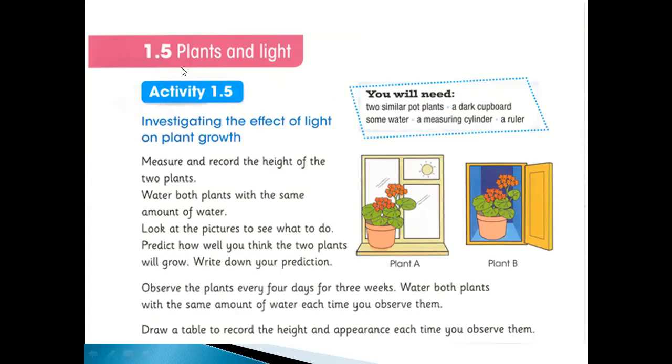Lesson 1.5, Plants and Light. Activity 1.5, investigating the effect of light on plant growth. If you put your plant in a sunlight place, what's the effect? If you put your plant in a dark place, then what happens? What kind of effect is there on your plant? For this you have an activity: measuring and recording. Record the height of the two plants.